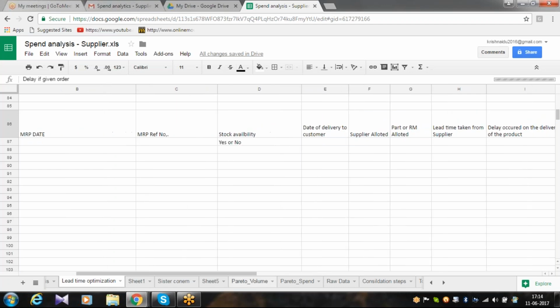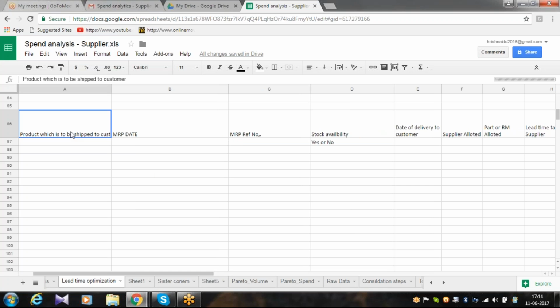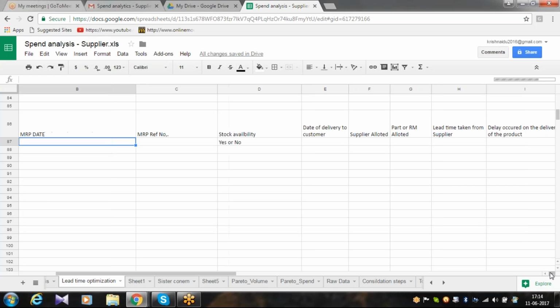Suppose we have data like this, or we have fields like this. We have a product and we run an MRP. So whether I have stock available or not at the time when we ran the MRP, was the complete stock available or not? It's not one or two products. Suppose I have a bill of materials with almost 15 parts or raw materials used to manufacture a product. Even if one raw material is not available, we will say stock was not available.